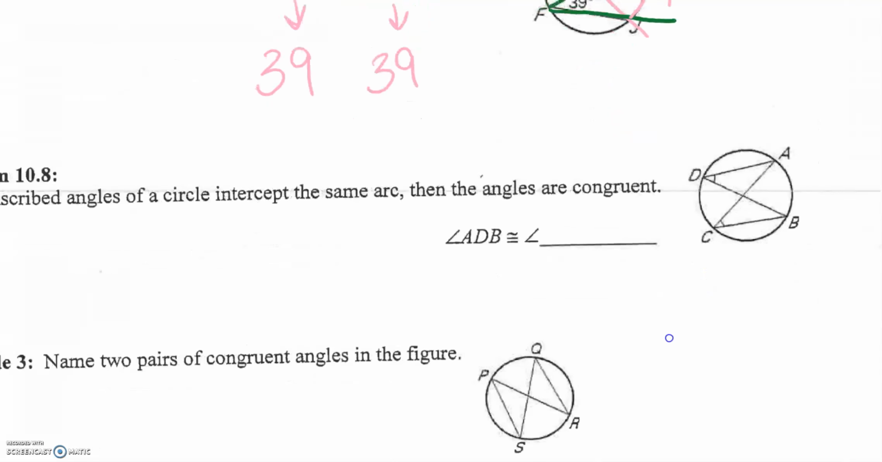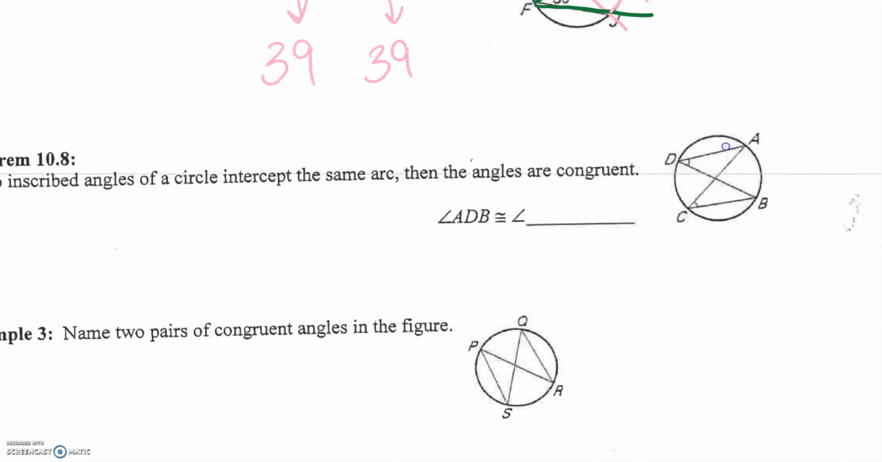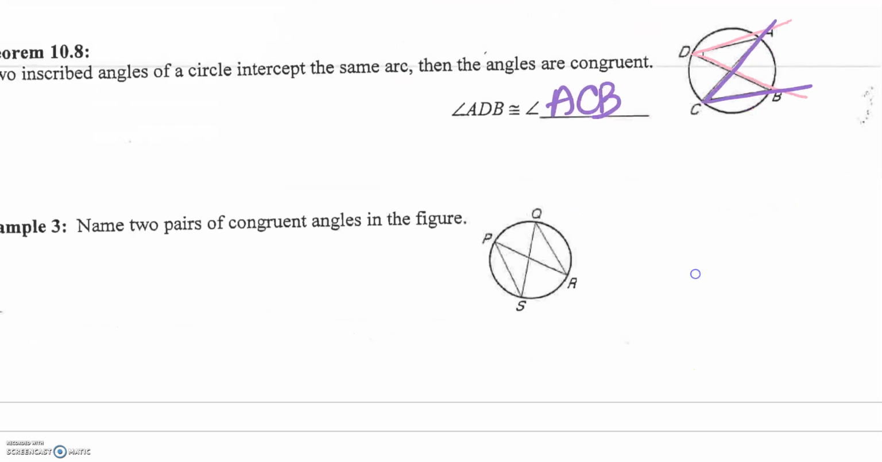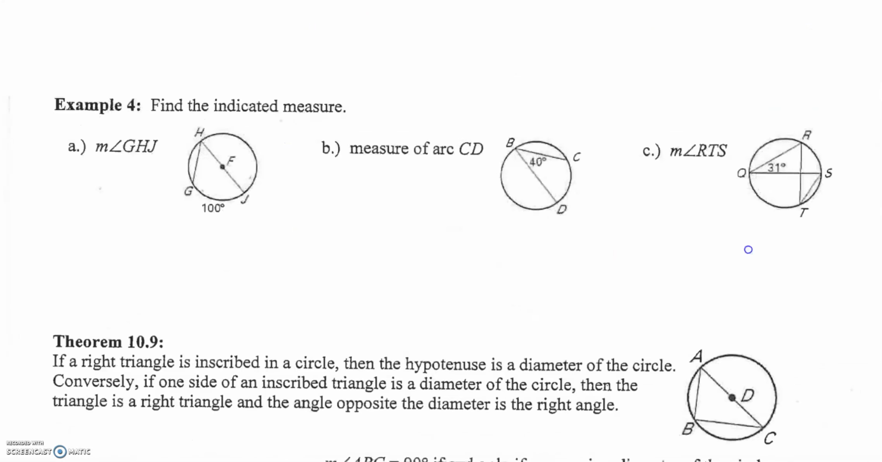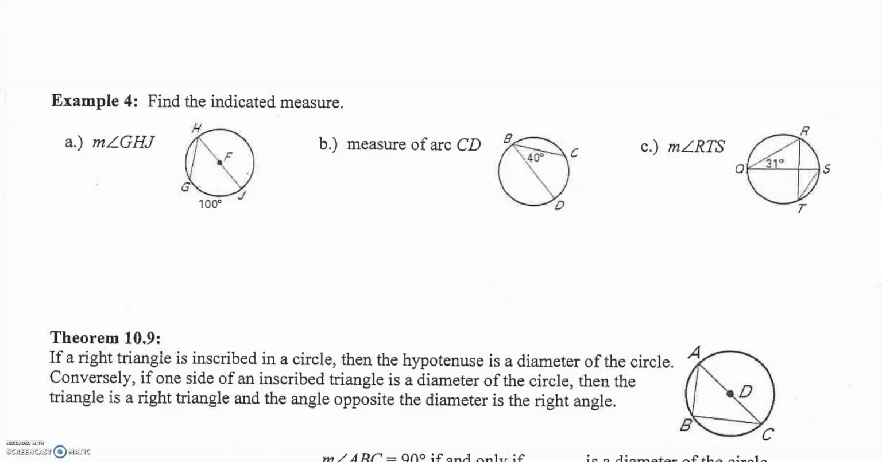So this theorem just says that if you have a little hourglass, ADB would be congruent to ACB. Two pairs of congruent angles in the figure. These two hug the same arc, so P and Q, and then S and R. I'll let you guys practice these by yourself. I'll just put the answers in here.